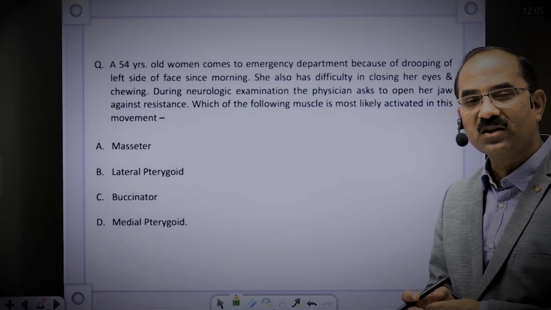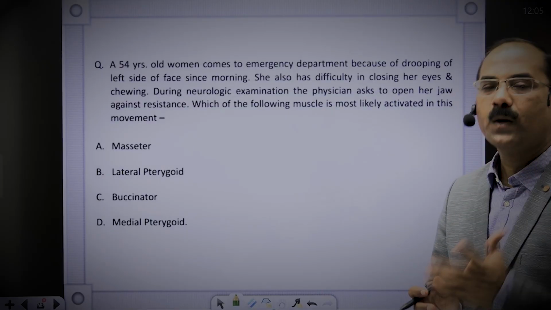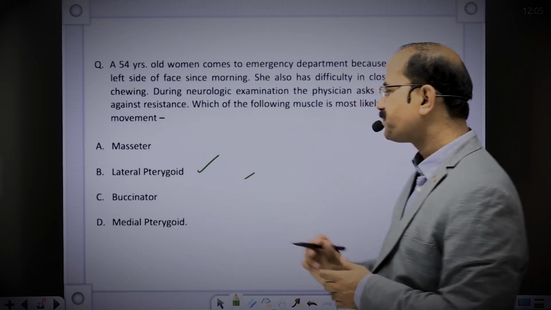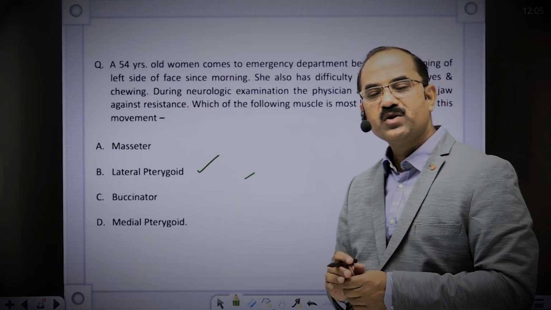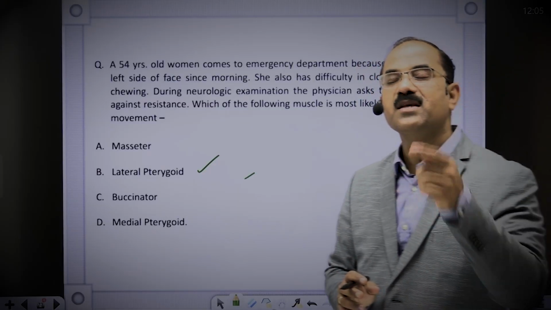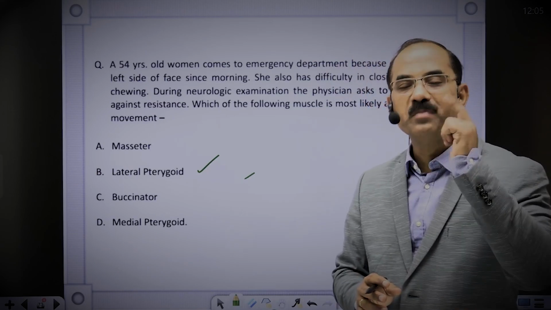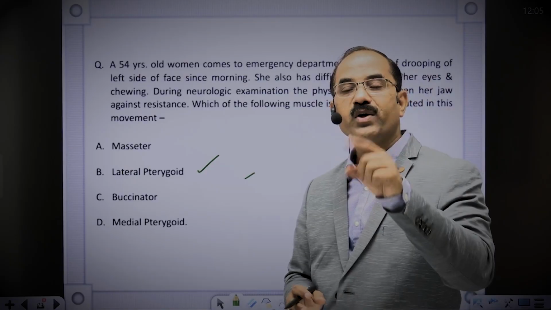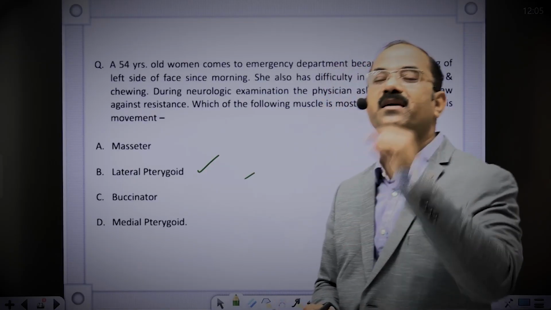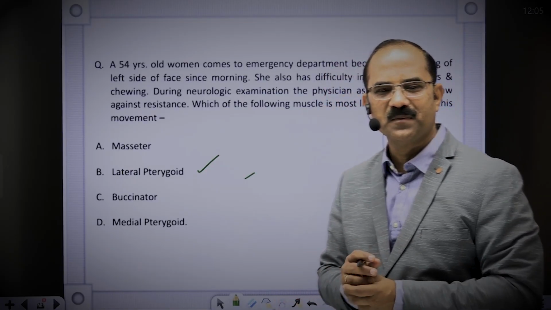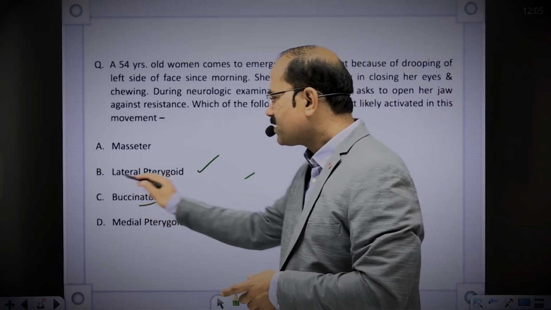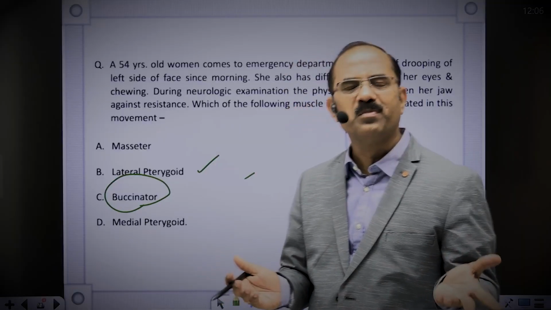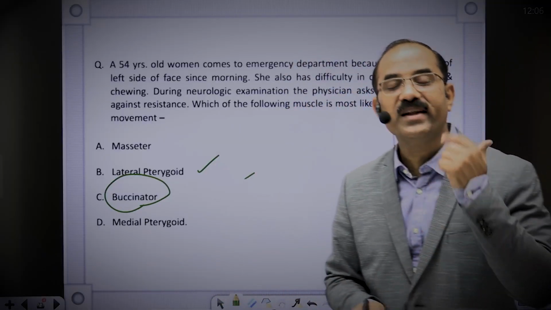So which is the muscle which helps in depression of the mandible or opening of the jaw? That's the lateral pterygoid. Remember, students, all the muscles of mastication do elevation of the mandible except, once again, the lateral pterygoid. Which head? The upper head does depression of the mandible. Is buccinator a muscle of mastication, students? No. Buccinator is a muscle of facial expression.